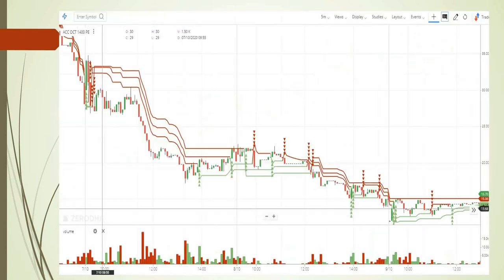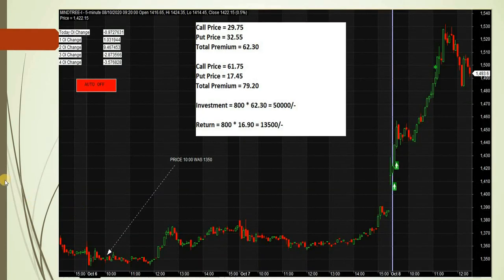Okay, I will show you one more example. I told you that we are going to buy only those stocks in which IV is lower than HV. But in this case, IV was much higher than HV. I will show you one site.